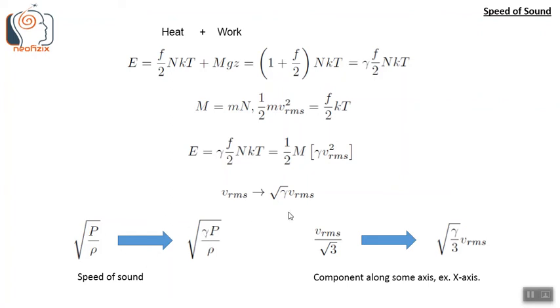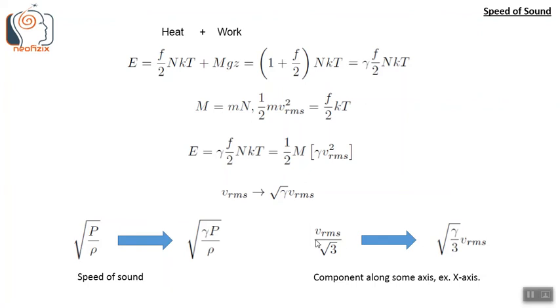Basically, we have to consider both the heat and the work, both the components of the energy, not just the heat component. So this is how we get the gamma factor, and that is what makes this change from square root of p by rho to square root of gamma p by rho. So that is why we get this. We need this extra gamma factor in this speed of sound formula.